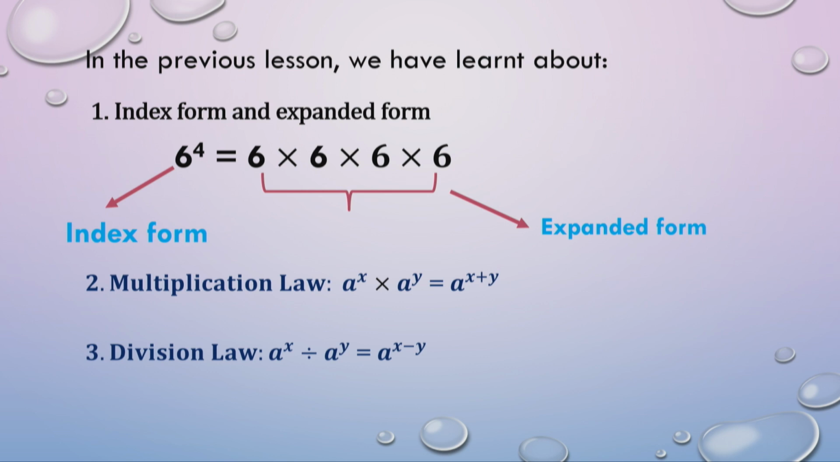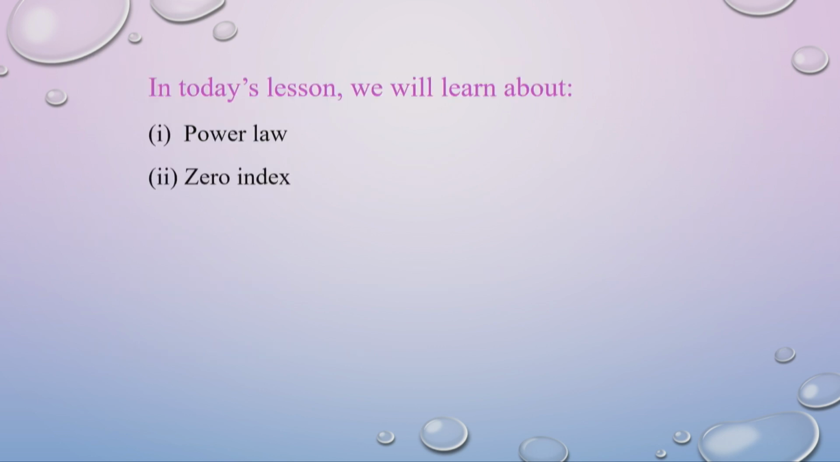Writing in expanded form, 6 to the power of 4 will be 6 times 6 times 6 times 6. And for the multiplication law, you will recall that we need to have the same base. So a to the power of x times a to the power of y gives a to the power of x plus y. For the division law, a to the power of x divided by a to the power of y is a to the power of x minus y. In today's lesson, we will learn about the power law and the zero index.